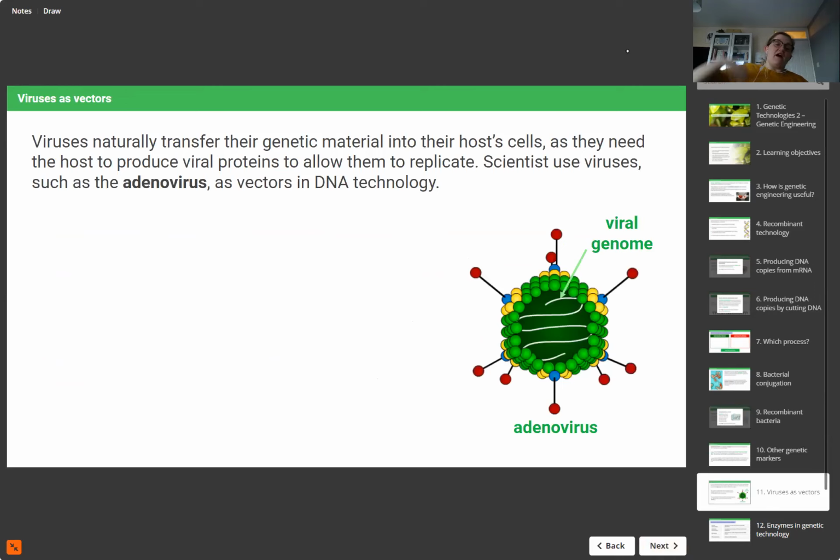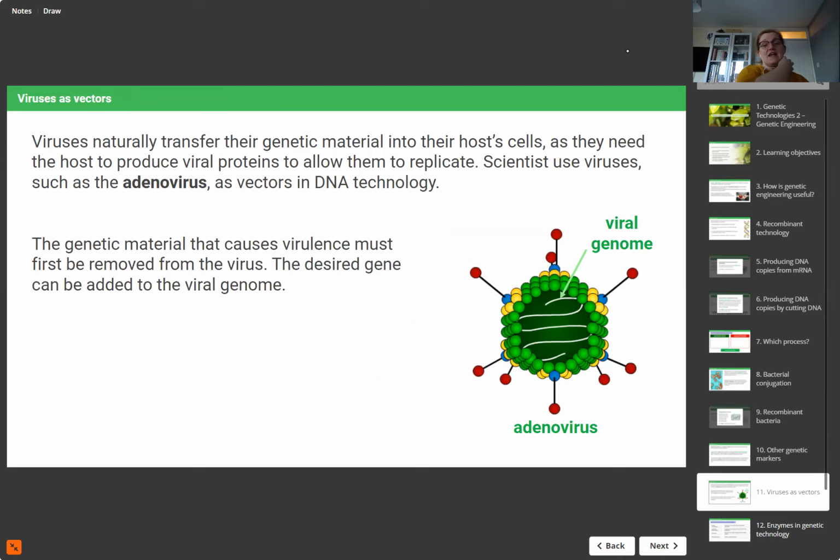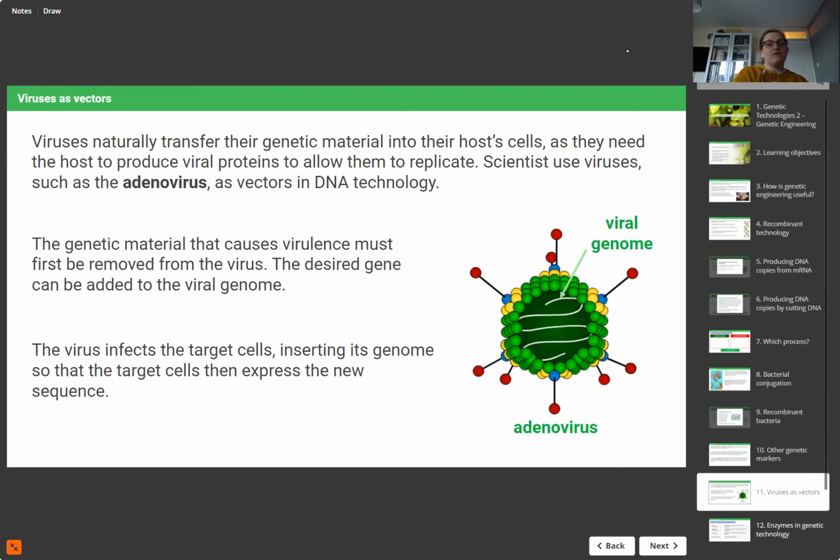We can also use viruses as vectors, and that's because viruses naturally transfer their genetic material into their host cells. Because of this, they need the host to produce viral proteins to allow them to replicate. Scientists use viruses such as the adenovirus as vectors in DNA technology. The genetic material that causes virulence must first be removed from the virus, and then we can add the desired gene to the viral genome. The virus then infects target cells, inserting its genome so that the target cells then express the new sequence.